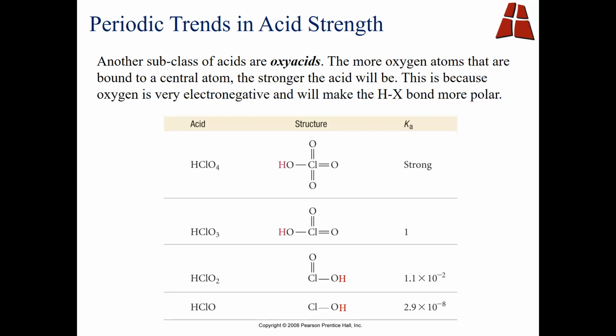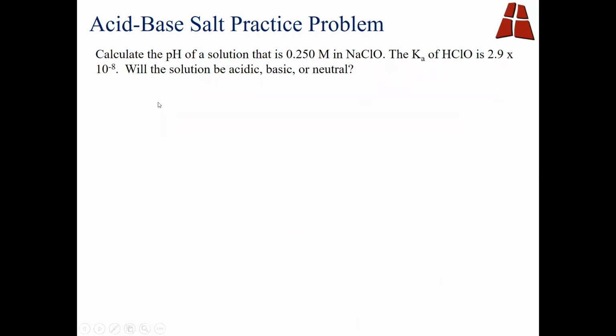Okay. So changing gears a little bit, I know last class we started to talk about how we can calculate pH of salts. And so I wanted to provide another example of that. In this case, we're going to calculate the pH of a solution that is 0.250 molar in sodium hypochlorite. So this is bleach, in other words. And we have a Ka given to us of 2.9 times 10 to the negative 8. And so before we begin, we can even answer this first question. Will the solution be acidic, basic, or neutral?